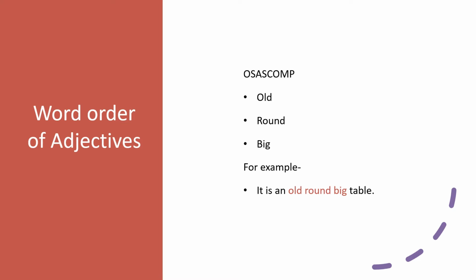For example, the adjectives such as old, round and big are supposed to be used in a sentence. If we say, it is an old round big table, it would be wrong. So for that you need to follow the formula OSASCOMP in order to use the adjectives in the right order. Now let's move on to the next part where we discuss how OSASCOMP is used.